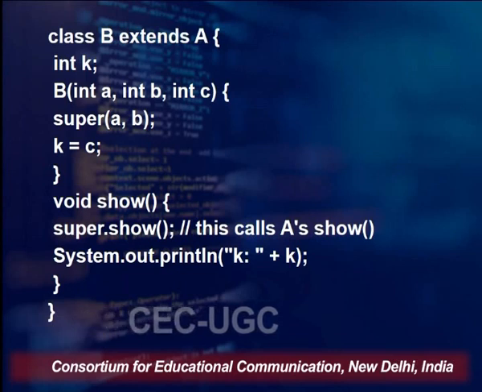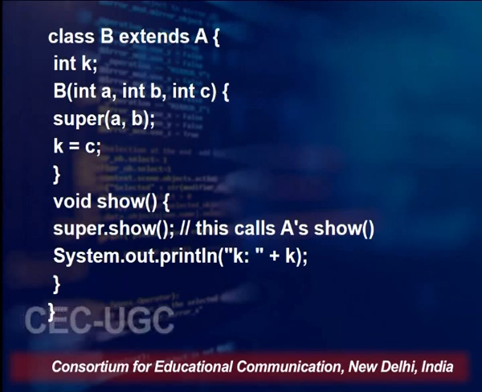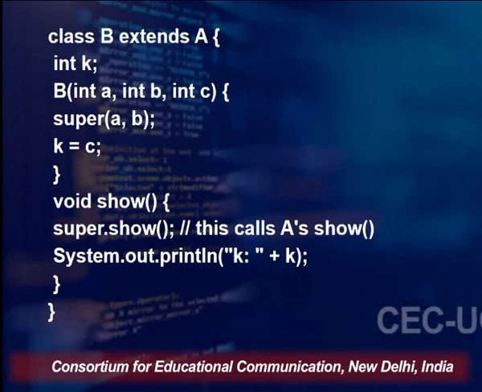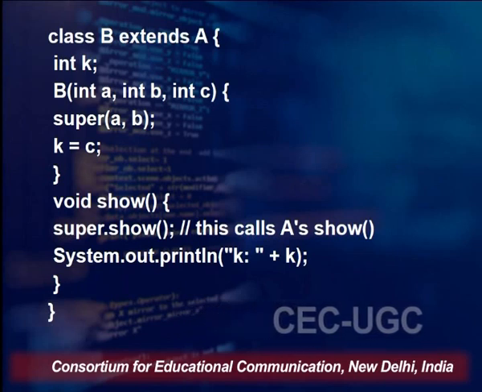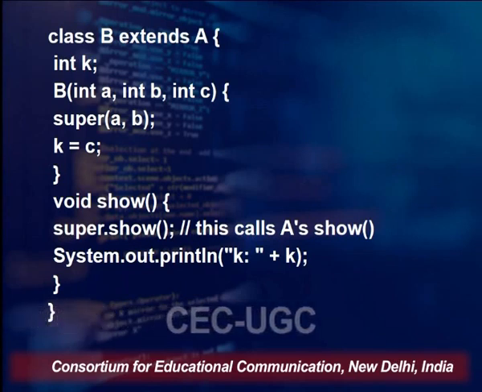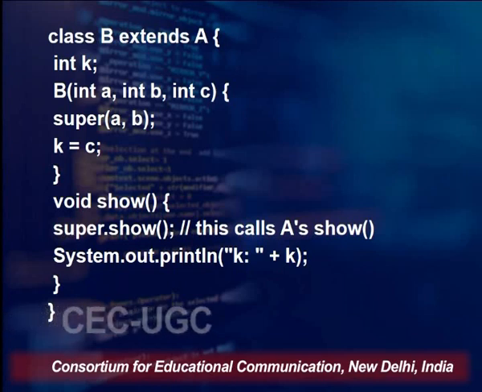That means we call A's show, and that A's show is going to print only the values of i and j, because class A has no idea about the variable k which belongs to class B, the subclass. So the superclass has no idea what is actually happening inside the subclass. Here, in order to print the subclass variable k, we need to write a statement System.out.println(k). So it is like that.